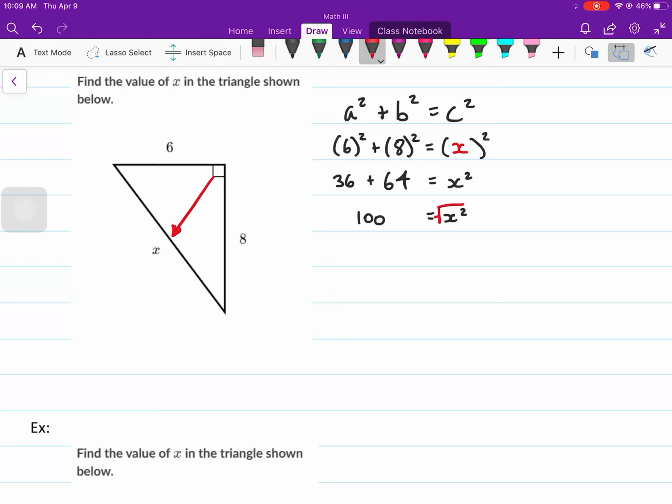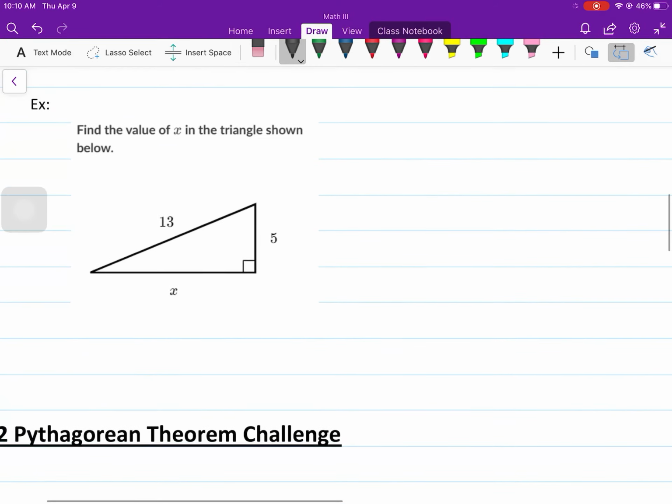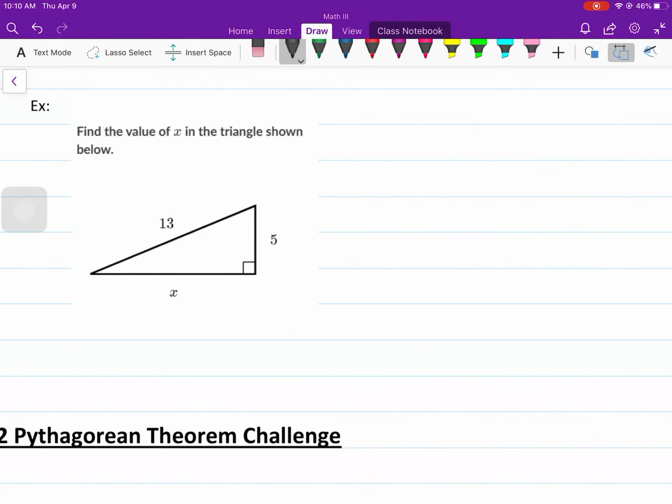So what do we do to get x by itself? Well, we're going to square root both sides. Now remember, when you square root both sides, there is a plus or minus that goes there. But does it make sense to have a negative side length? No. So with the Pythagorean theorem, that's why we only stick to the positive number, because we are talking about the side length of a triangle. So square root of 100 is 10. So x is 10. We'll just go through this example really quick as well because it is pretty easy.